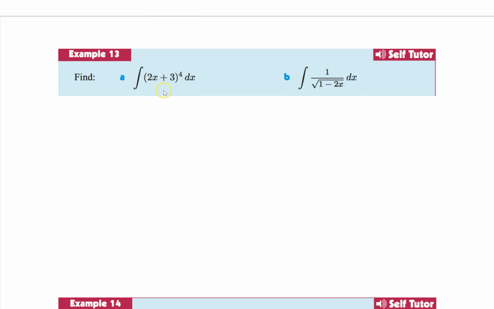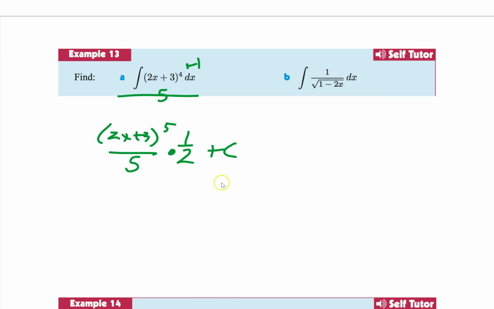So look at this one, right? Straight out reverse chain rule. So I'm going to add 1 to the power, divide by the new power. So I get 2x plus 3 to the 5th over 5. Don't forget to divide by the derivative of the inside. So in this case, my derivative is 2, so 1 over 2 plus c. If you want to make it a little prettier, you can multiply the bottoms.